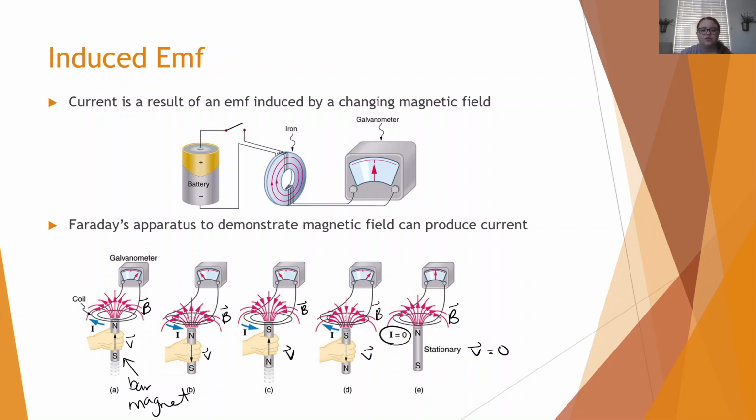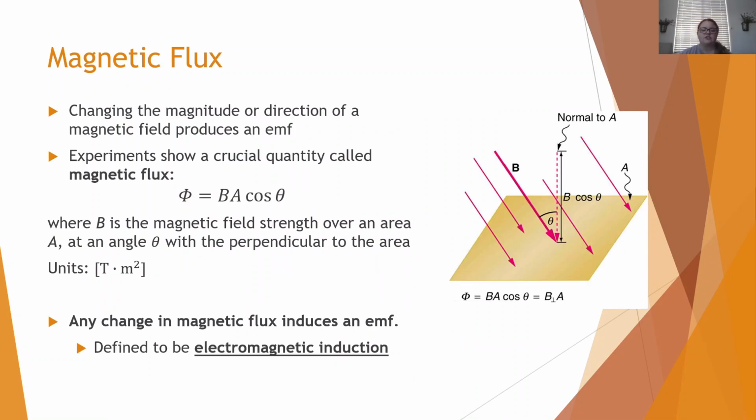Keeping that in mind, let's start to talk about magnetic flux. This is the change in magnitude or direction of a magnetic field that produces an EMF. Experiments show an important quantity called magnetic flux. This is capital Phi equal to the magnetic field strength B times the area A, times cosine of theta, where theta is the angle at which the B field hits the area.